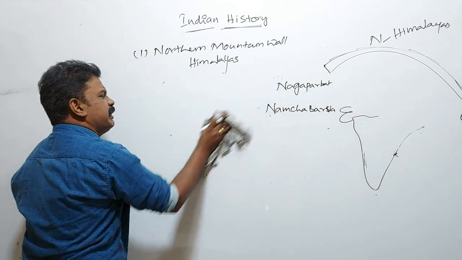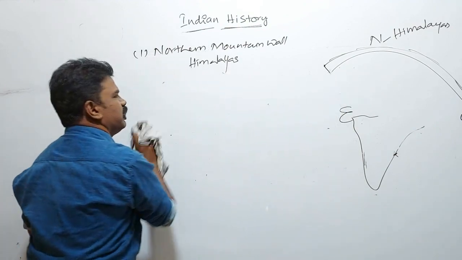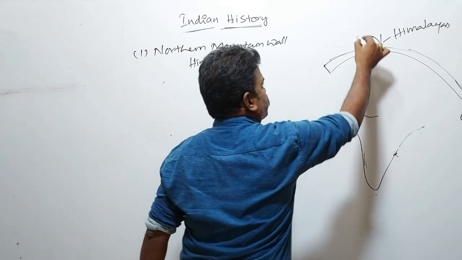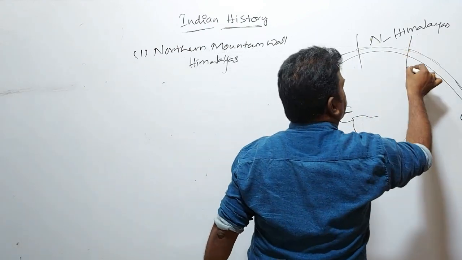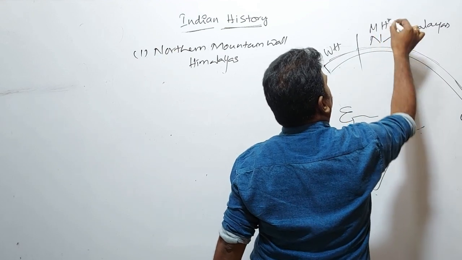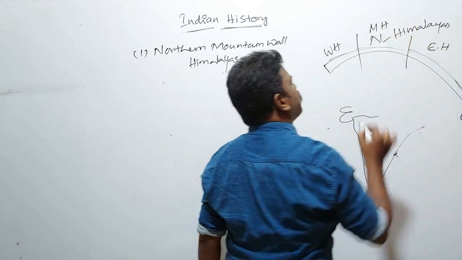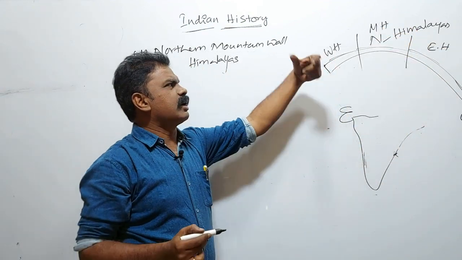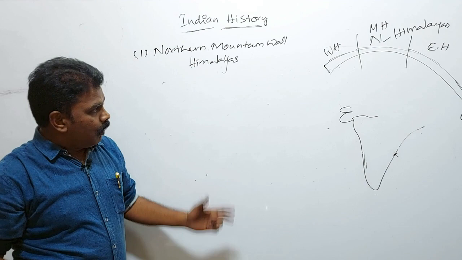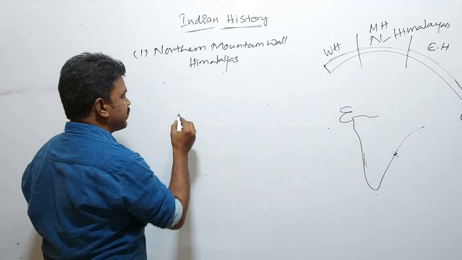And the Himalayas can be divided into three parts again. Western Himalayas, Middle Himalayas, and Eastern Himalayas. The Middle Himalayas are also called the Northern Himalayas. We will go from west to east, first to the Western Himalayas.